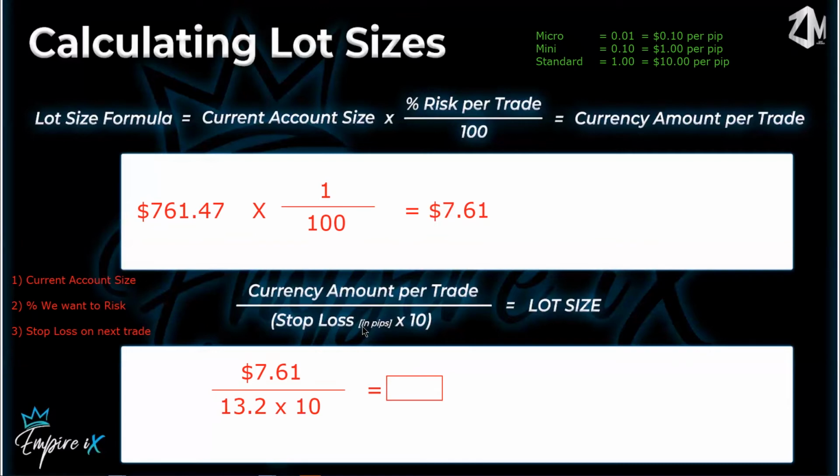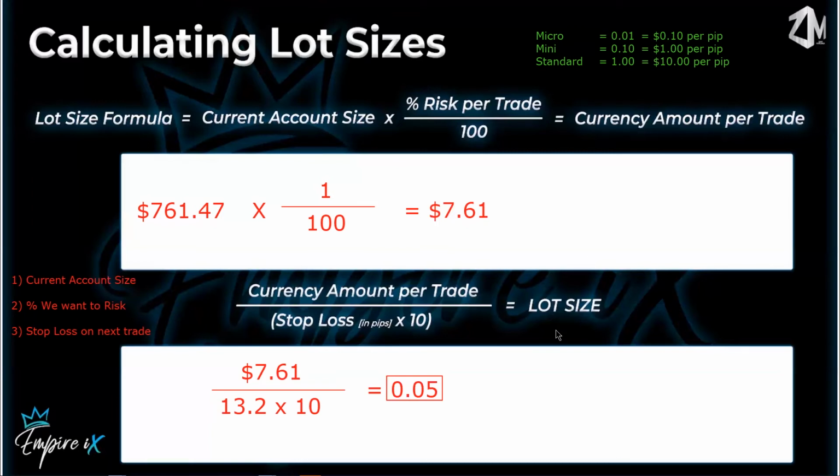So now we take $7.61 divided by 13.2 times 10 is 132. So $7.61 divided by 132, we're going to get about a 0.05. And that is going to be the lot size we want to use on the very next trade. So when you actually calculate this, it comes out to about a 0.0576. And our lot sizes that you can see here, they don't extend past 2 decimal places.